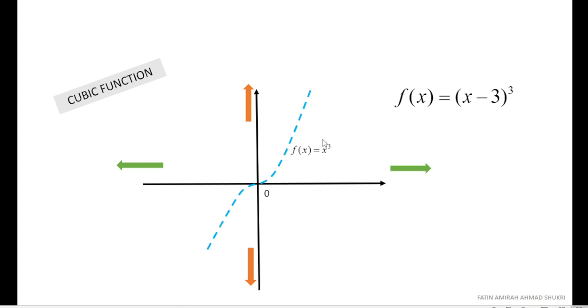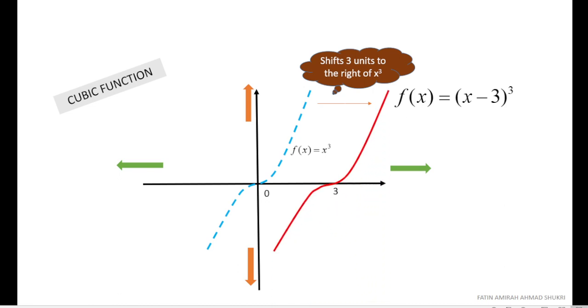Okay, sama je sebab graf dia adalah cubic, dia akan jadi bentuk yang sama. Cuma apa? You have to shift 3 units to the right of x cubed. So kalau you ada x minus 3, you have to move ataupun shift 3 units to the right of x cubed. So kalau you ada here x plus 3, so you have to shift the basic graph to the left. Berapa unit lah? Depend on the value here.